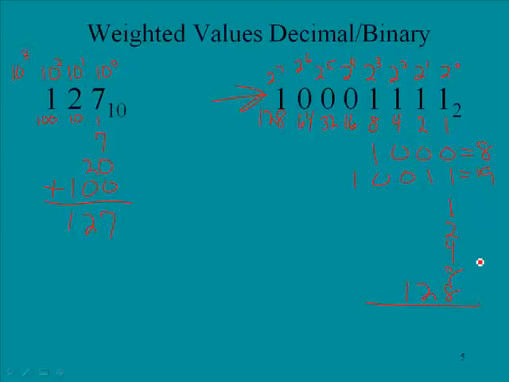128. And if we added these up, let's see, what are we going to get? 16, 20, 22, 23, 3 carried the 2, and then we'd have 4, and we'd have 143. And so this value in binary equates to 143 in decimal.